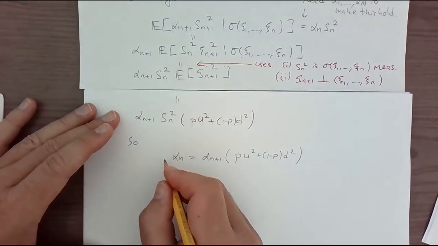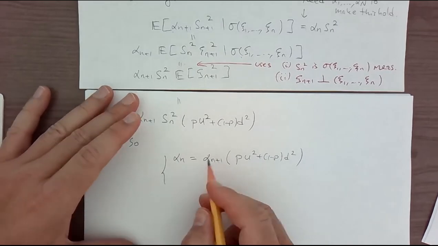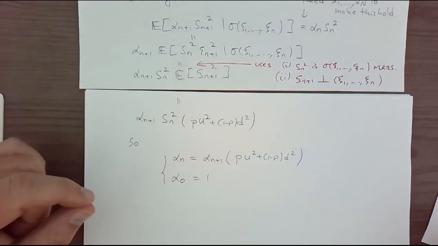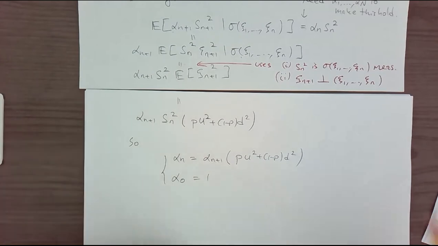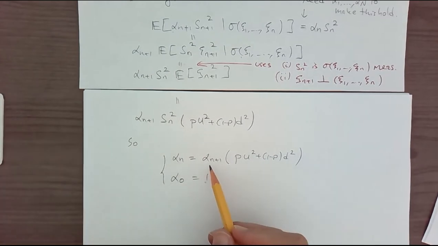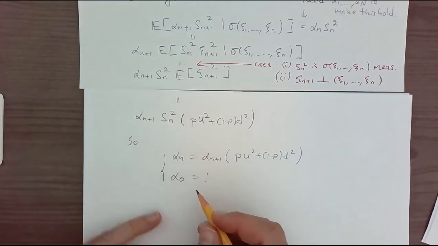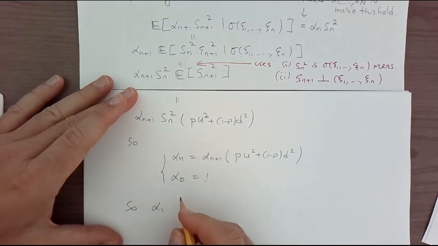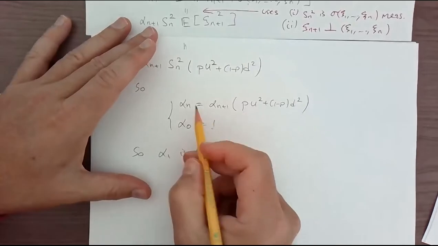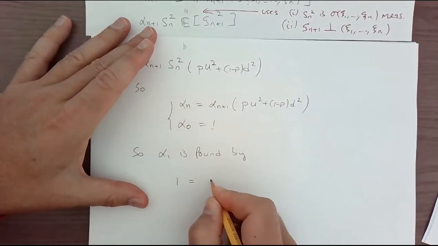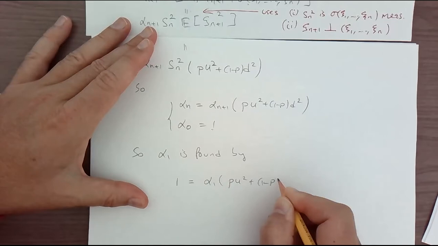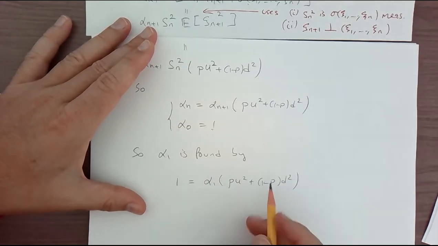And that gives us the recursion. We also had that alpha 0 was 1. So we start out with alpha 0 being 1, then I can get the next one. Alpha 1 is found by saying that 1 is equal to alpha 1 times p u squared plus 1 minus p d squared, and you solve.